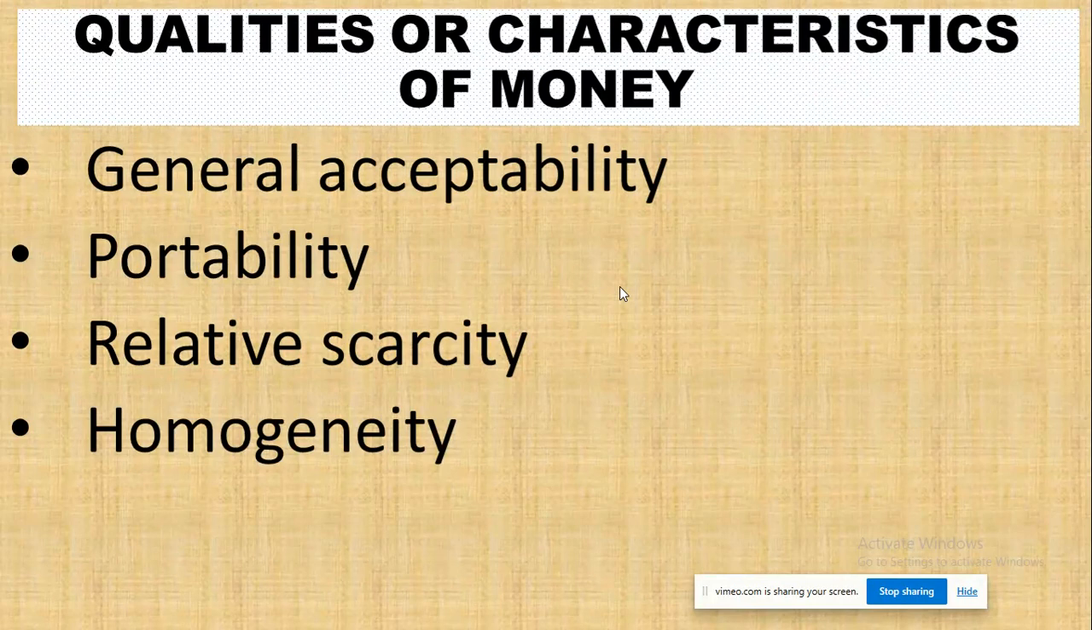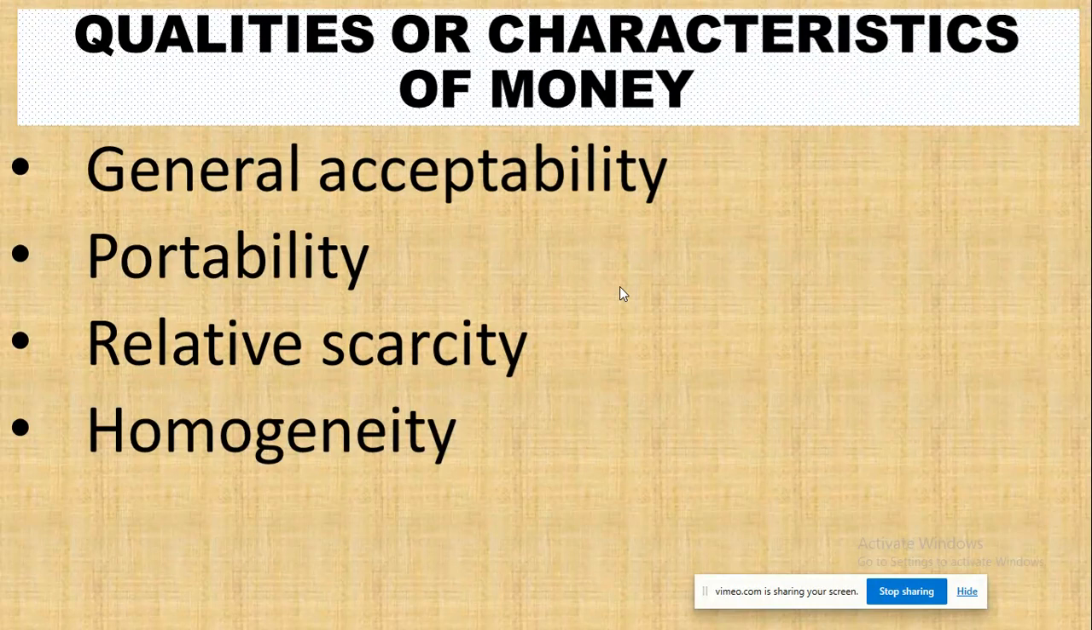Money must be available only in limited quantity, meaning that it must not be too much in circulation, so as not to lose weight. It must be relatively scarce so that money can have value. Homogeneity is another characteristic or quality of money.